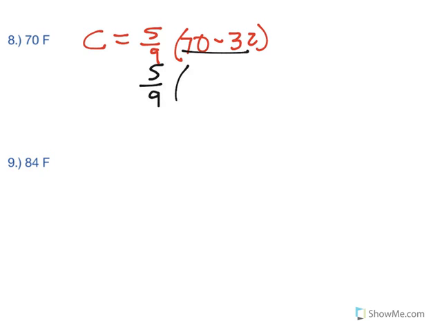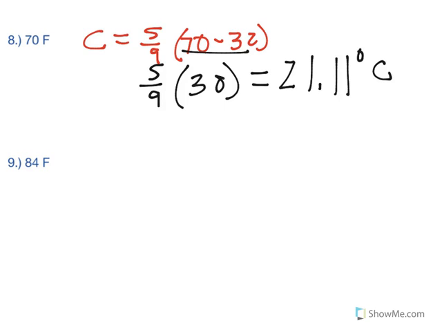70 degrees Fahrenheit. So C equals 5/9. I plug in the 70 for F, and I subtract 32. Order of operations tells me to do the subtraction inside parentheses first, which gives me 38. And when I take 5 divided by 9 and multiply by 38, I get 21.11 degrees Celsius.